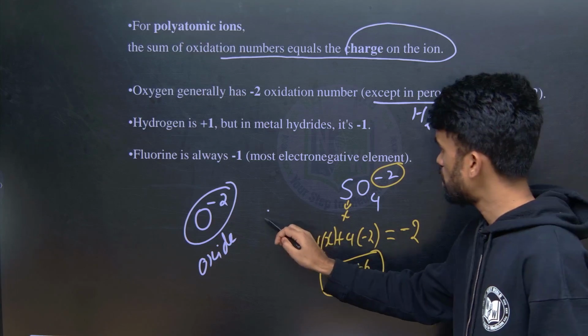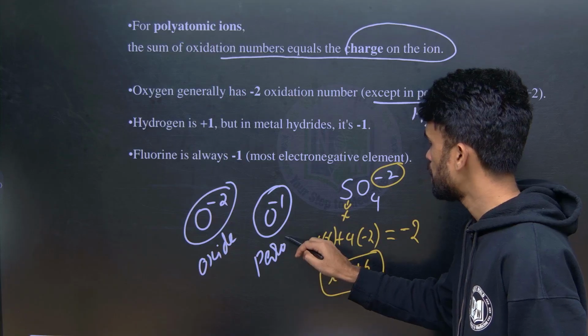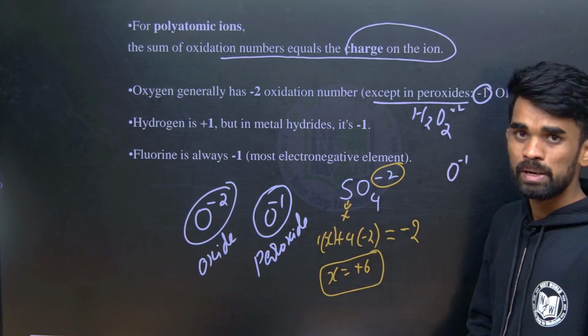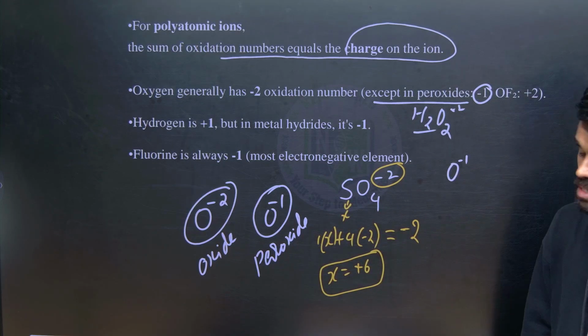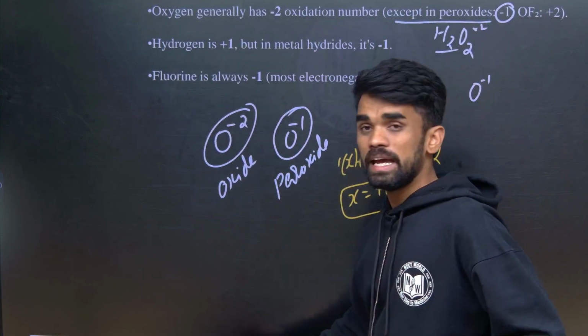Okay, so whenever oxygen is in -1 oxidation state, we should say peroxide. The best example is hydrogen peroxide. Now sometimes oxygen will be having -1/2 charge.